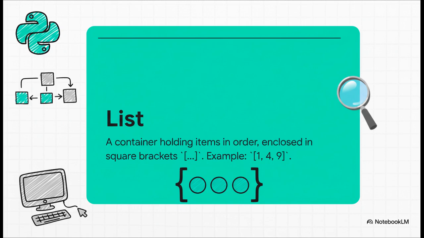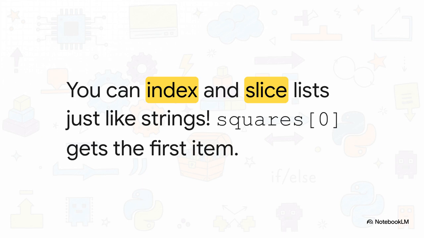To make one in Python, you just use square brackets and separate your items with commas. It can hold numbers, text, whatever you want. And here is the absolute best part. Everything we just learned about indexing and slicing strings works the exact same way for lists. No new rules to learn. You can grab the first item with index 0, you can slice out a range of items. It's the same system. How great is that?